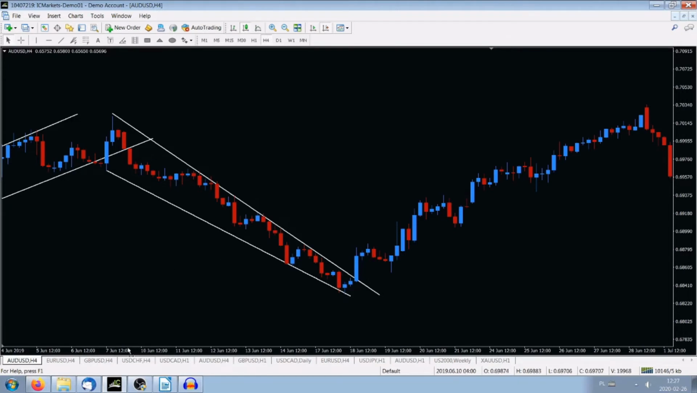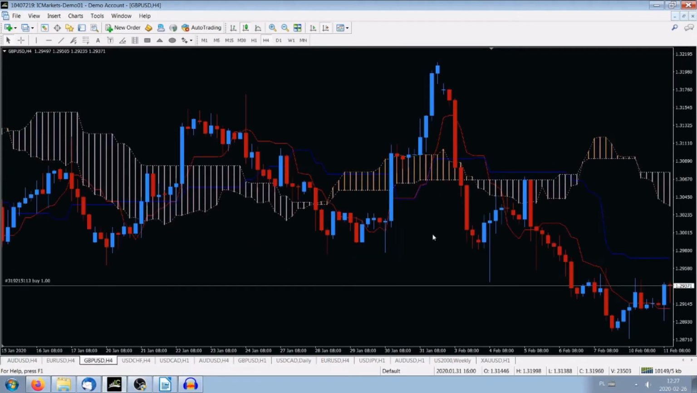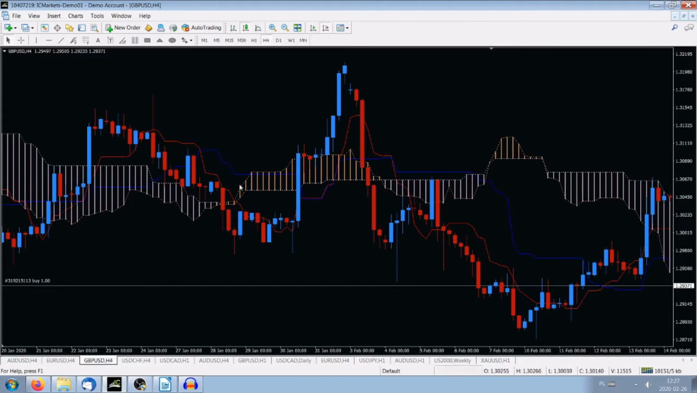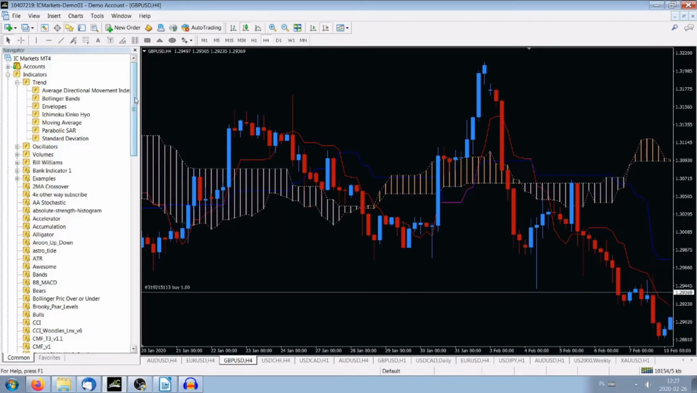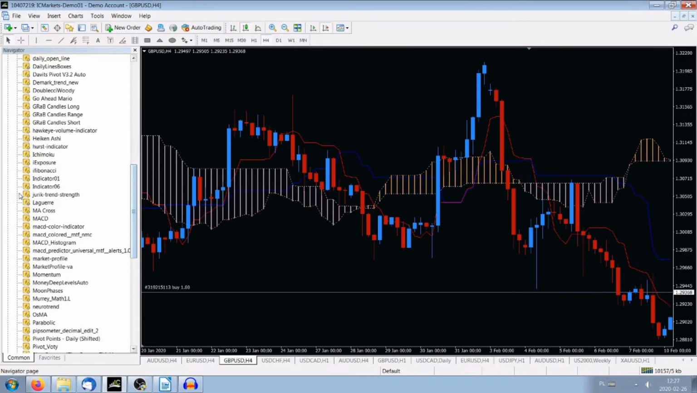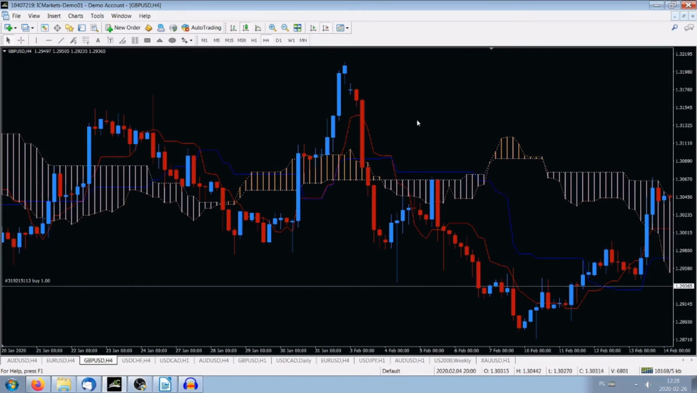The third one, my preferred one, Ichimoku. Look at Ichimoku. That's Ichimoku. You go over here, you get Ichimoku from indicators here, and you just apply it into the chart.